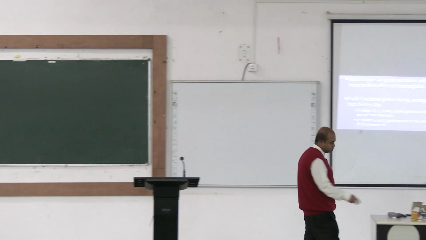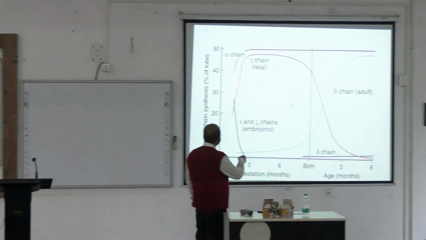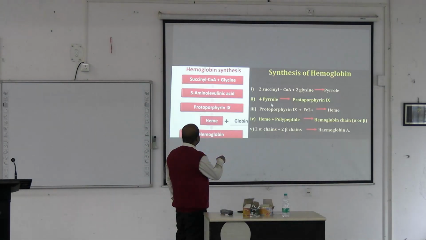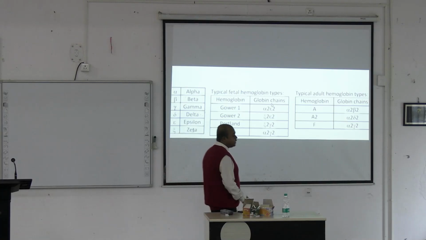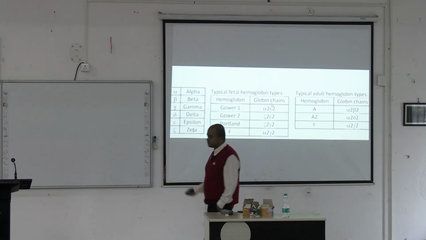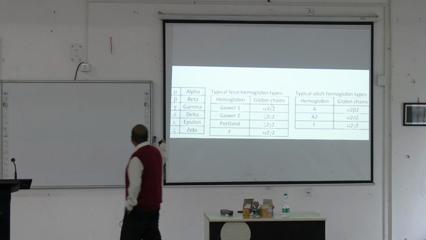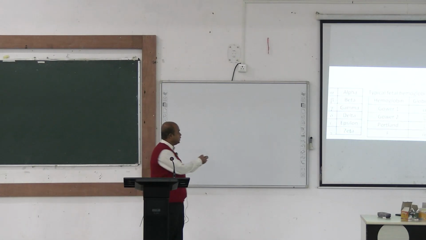Okay, so you have to know this. Alpha, beta, gamma, delta, epsilon and zeta, six types, with four genes in a molecule. Alpha, beta, we will come to this. Alpha, beta, gamma, delta, you just have to name these.